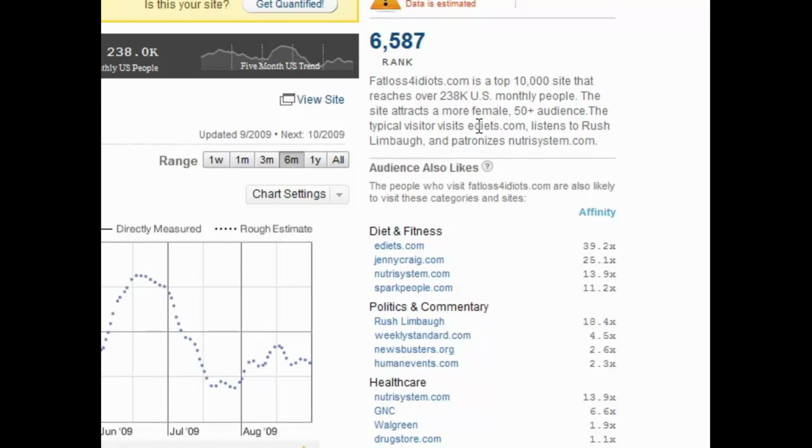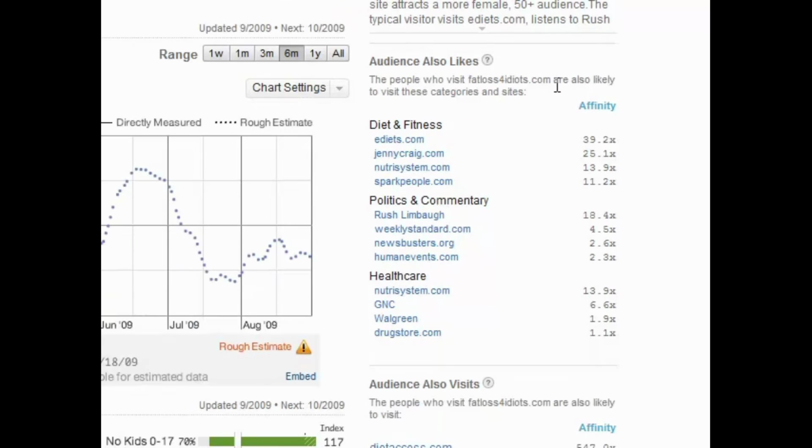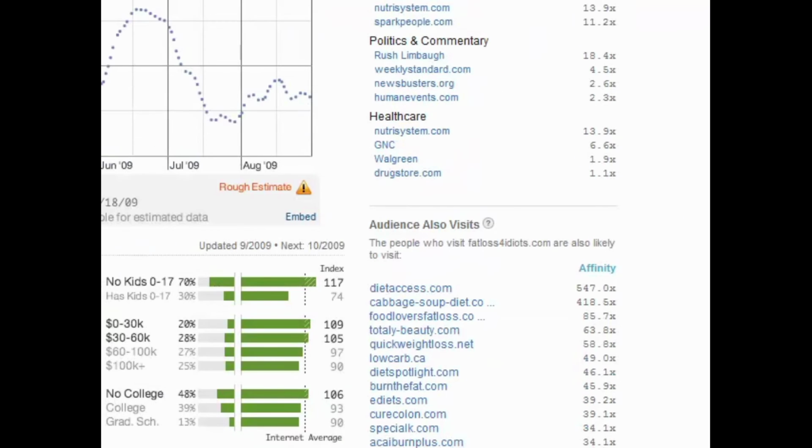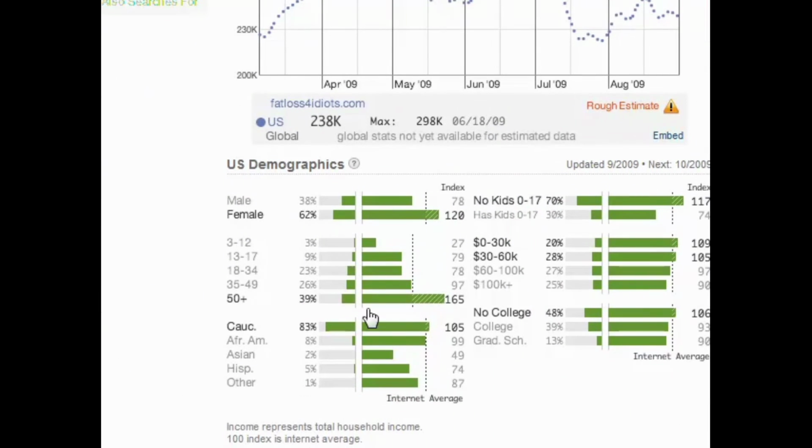The typical visitor reads ediets.com, listens to Rush Limbaugh, and patronizes Nutrisystems. Okay. So Rush Limbaugh is conservative politically, so that may help us in some way. I'm not certain, probably because of their age and the fact that they're female. I'm just saying. And then we come down here and we look at these statistics.